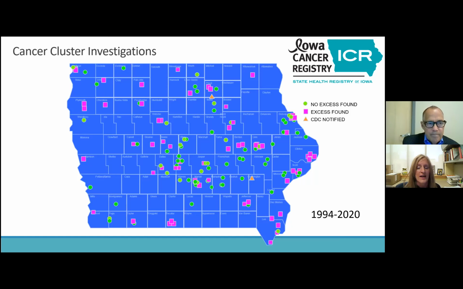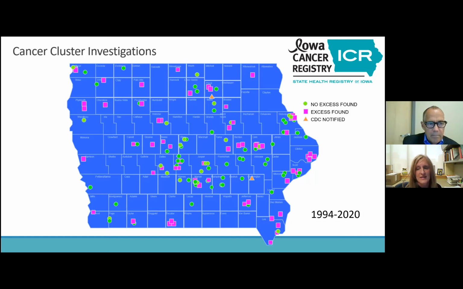And then we also have the code there for CDC notified, and we've had 2 of those since 1994. The one up by Butler County was multiple myeloma, but when we followed up with them, they opted not to have anything further done. And then the other one is down there in Washington County, which is the brain cancer cluster that I talked about in the Wellman and Parnell area.